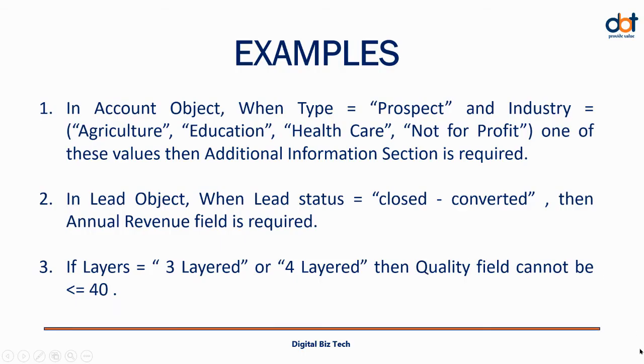Moving on to the second example here. So here we are going to choose a lead object. And the condition is going to be that when the lead status is equal to closed converted, then the annual revenue field is required. So let's go ahead and create this validation rule in the lead object.